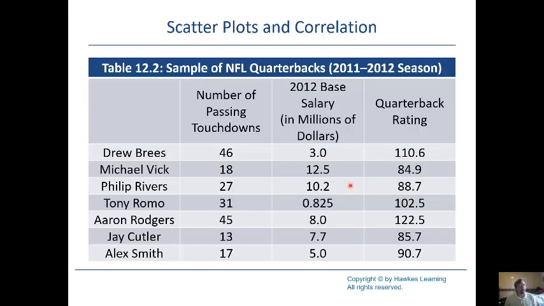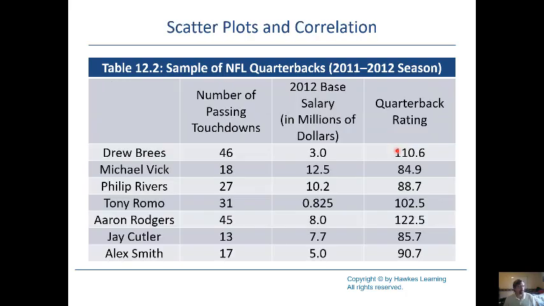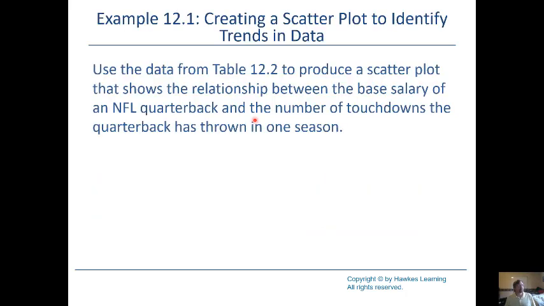Suppose you have the quarterbacks from the 2011-2012 NFL season, or rather a selection of them: number of passing touchdowns, salary, and quarterback rating. I'm not sure who that's rated by. Oh, and there's a few more. So we could take that data to make a scatter plot showing the relationship between the base salary and the number of touchdowns the quarterback has thrown in one season.